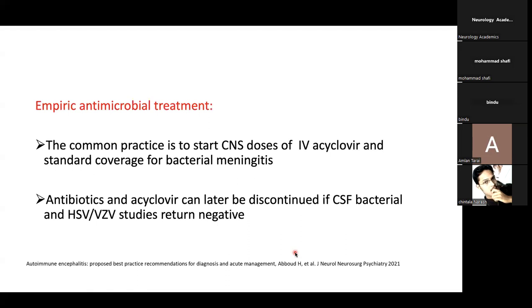Empirical antimicrobial treatment is not for the subacute case, it is for the acute case. It is the most common practice to start with CNS dose of IV acyclovir and standard coverage of bacterial meningitis. The antibiotic and the acyclovir can later be discontinued when CSF bacterial and also viral studies, maybe herpes virus or zoster virus, return negative.